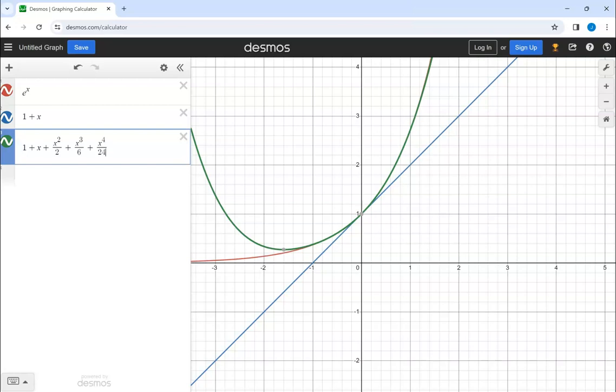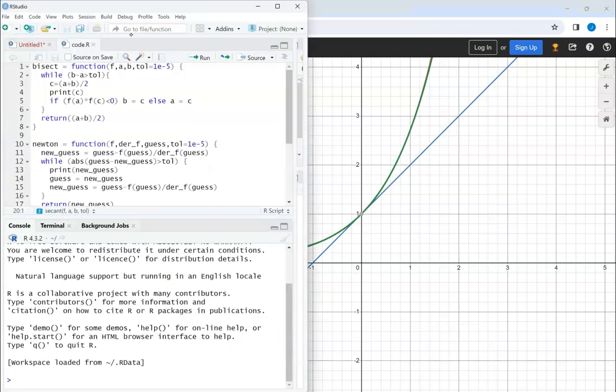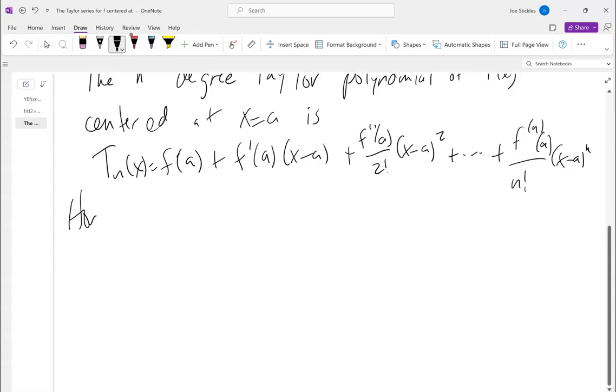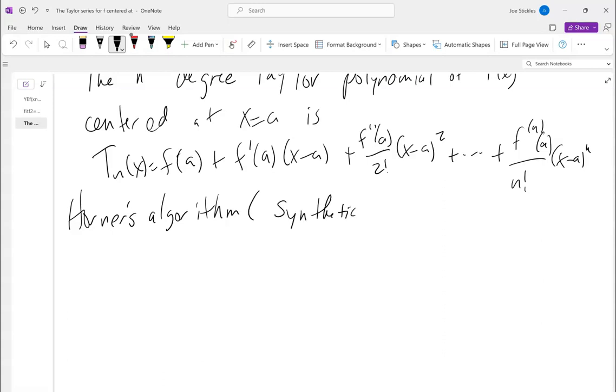All right. In order to be able to do that, we need to go back to something you've probably already learned back in high school algebra. You probably talked about synthetic division, right? It's also referred to as Horner's algorithm. So Horner's algorithm, or synthetic division, basically is a quick way to evaluate polynomials at a particular point.